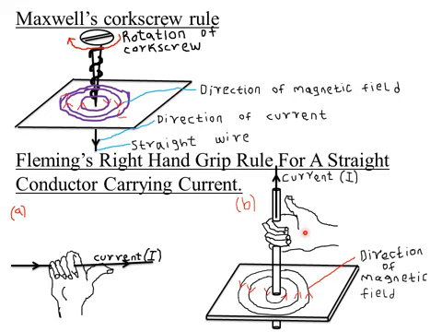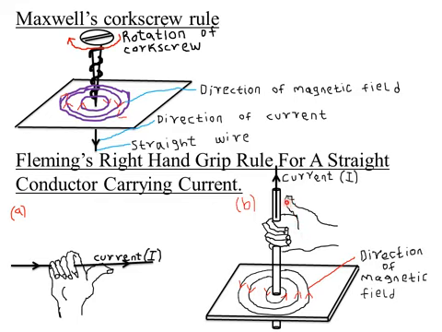So once more, we've said that the right hand grip rule for a straight conductor carrying current states that if a conductor carrying current is grasped in the right hand with the thumb pointing along the wire in the direction of the conventional current, the fingers will point in the direction of the magnetic field.